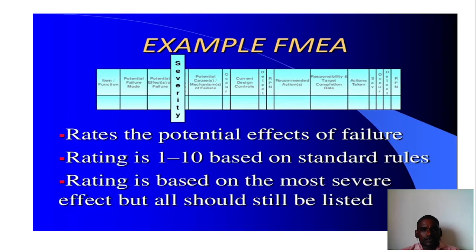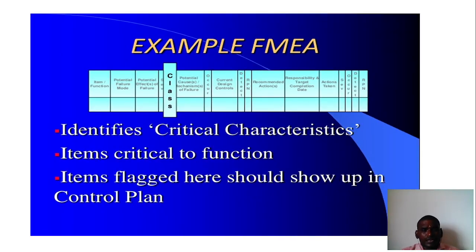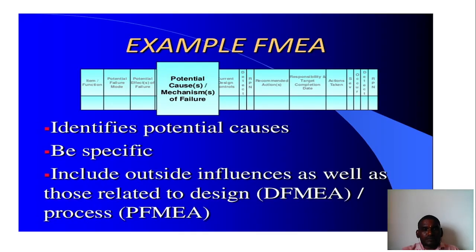Okay, and the next one, severity. Severity rates the potential effects of failure, rating 1 to 10 based on the standard rules. The rating is based on the most severe effect, but the others should still be listed. Severity shows how much effect it makes in the product, so you have to mention the rating from 1 to 10. Another one, class: identify the critical characteristics of the particular product. That is, items critical to function, and items flagged here should show up often in the control plan. So this is class. Another one, potential cause, mechanism of failure.